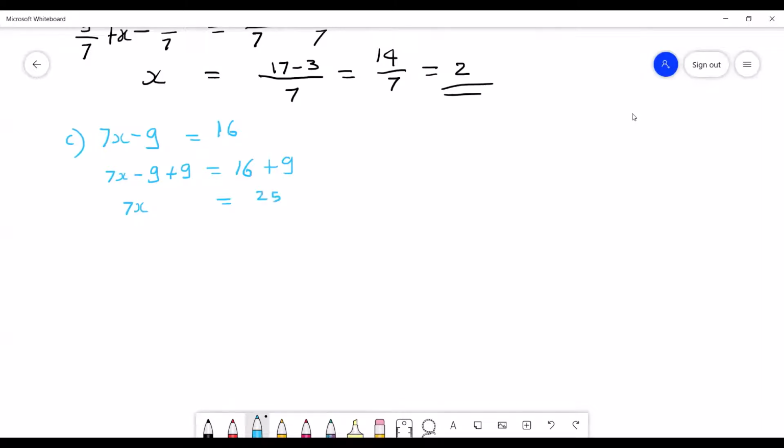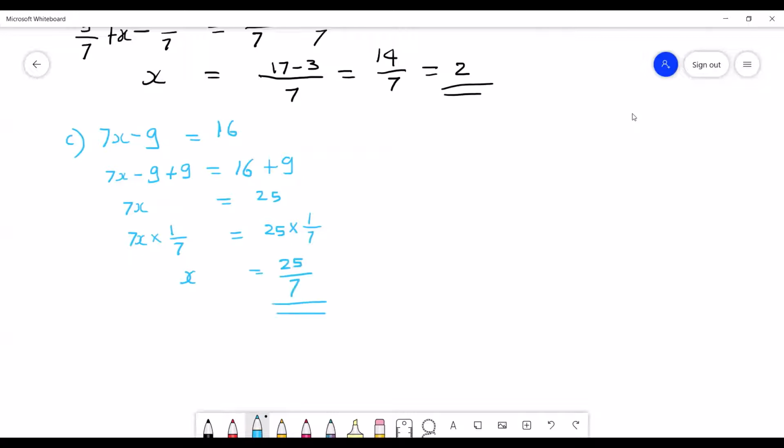And in order to make this 7x as x, we have to multiply with the inverse of 7. The inverse of 7 we have studied in our rational numbers. So the inverse of 7 is 1 by 7. That is equal to 25. Since we multiplied the left hand side with 1 by 7, the same procedure you have to follow on the right hand side also. So here the 7 and 7 will get cancelled. Then we will get x equal to 25 upon 7.